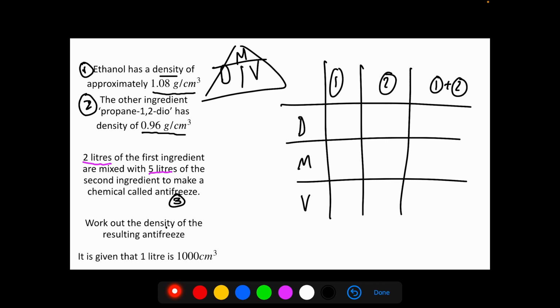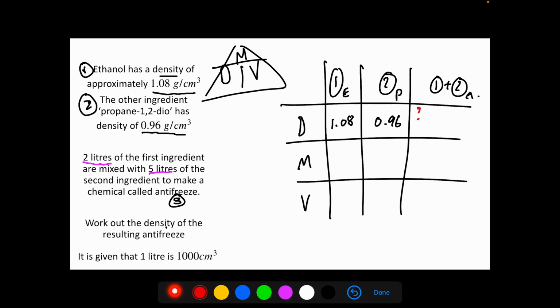Right. We're going to start off and put some numbers in our table just like before. So ethanol is 1.08. Go to the density. That's my ethanol. That's the antifreeze one. 1.08. Let's do the other one as well. 0.96. And the question, if you remember, jumping ahead over here, is the density of this antifreeze.